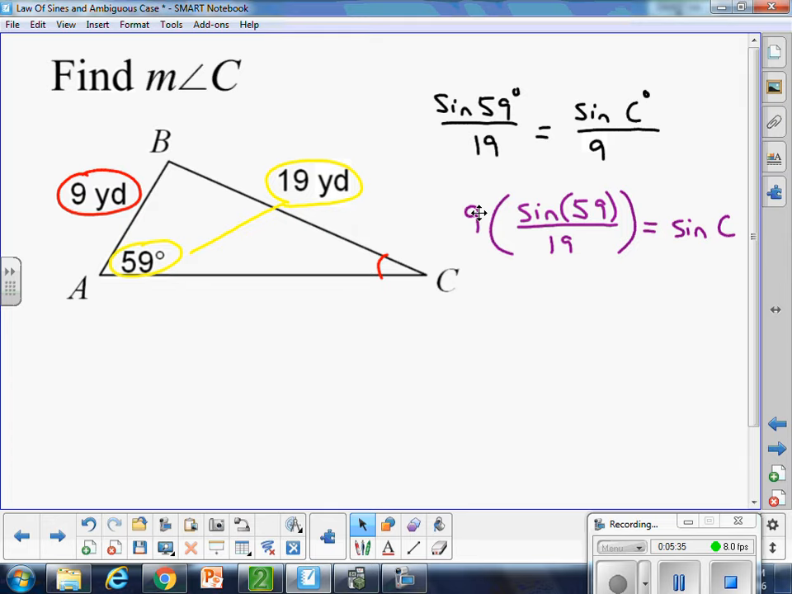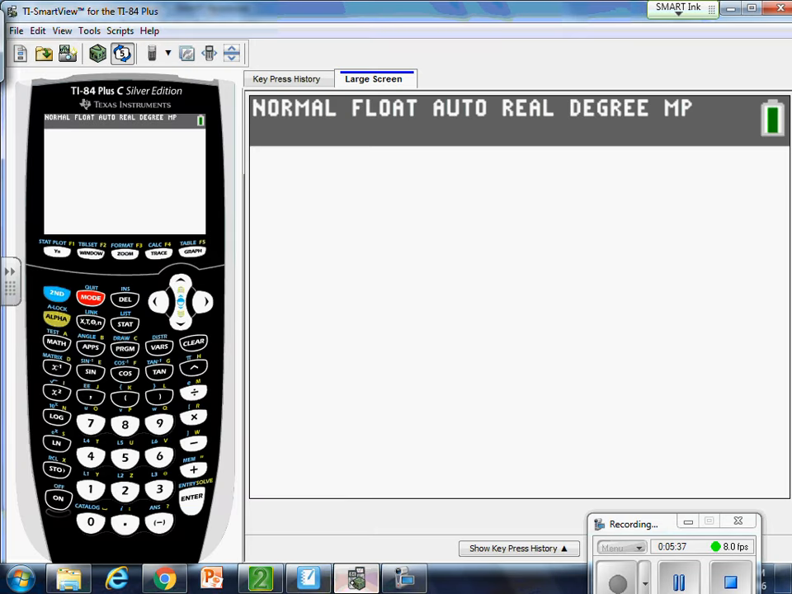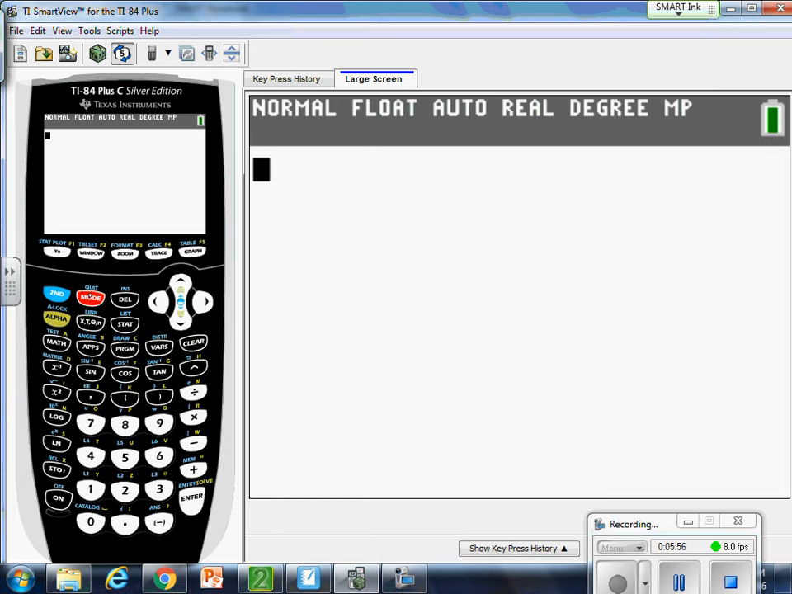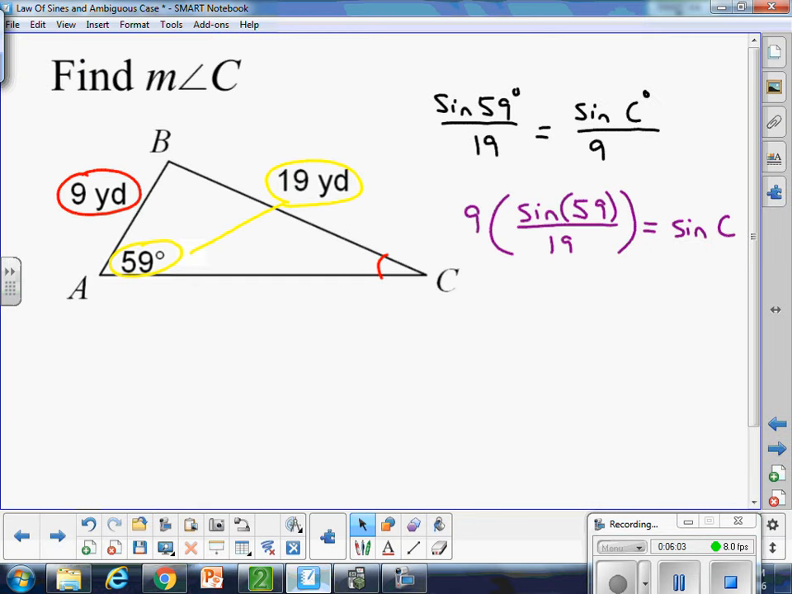Make sure you are in degree mode here. So I'll go into your mode. You'll see the third row there, fourth row. Radians or degrees. When you're doing triangle problems, pretty much always going to be in degrees. We'll do some other applications with radians, and then in calculus and stuff, radians is a bigger deal. But at this point, we're still just talking triangles, so degrees. So we want to do 9 times the sine of 59.